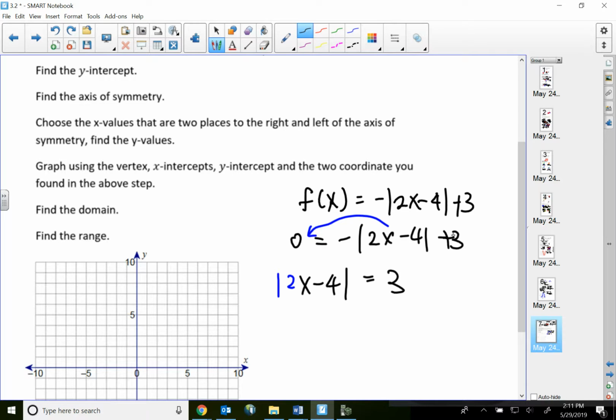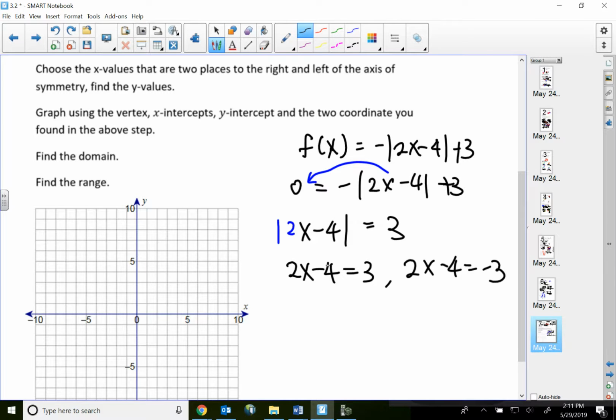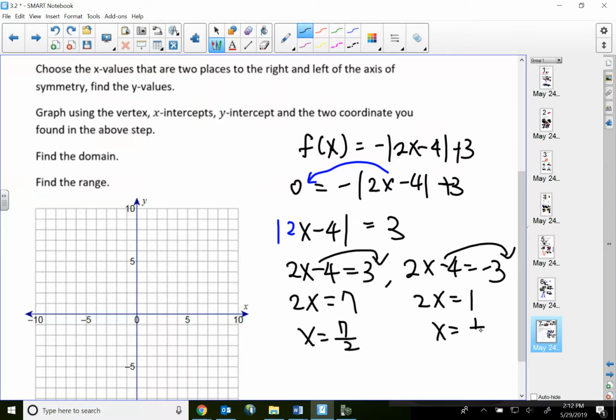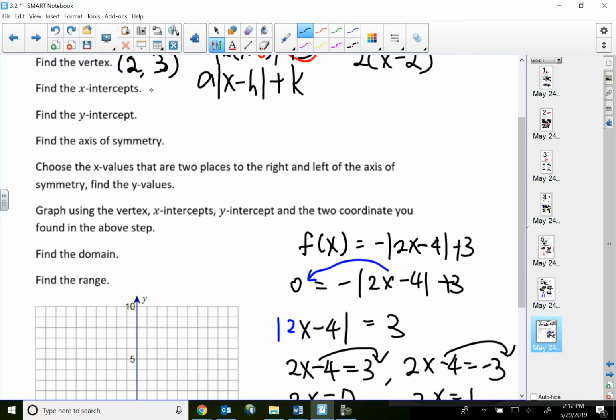Once the absolute value is by itself, equal to positive 3, we will set what's inside the absolute value equal to positive 3 and set what's inside the absolute value equal to negative 3. Then we can solve the 2 equations. That would be 2x equal to 7, and the other one is 2x equal to positive 1. When I divide both sides by 2, x equals 7 over 2 and x equals 1/2. So my x-intercepts are 7 over 2 comma 0 and 1 over 2 comma 0.